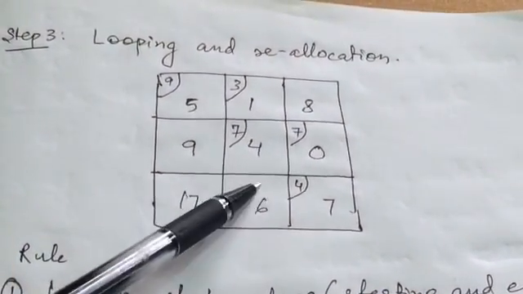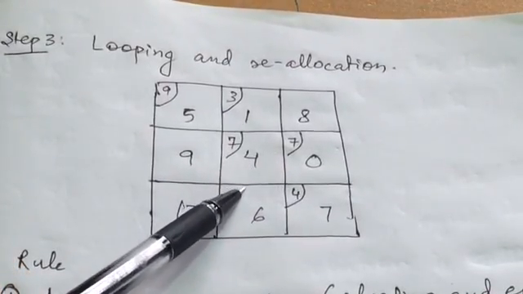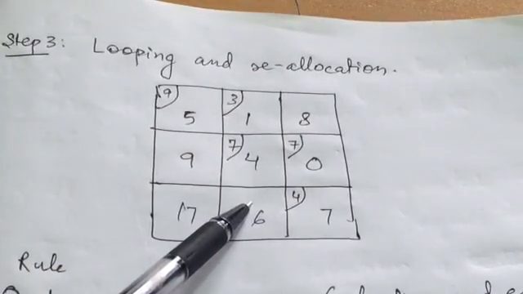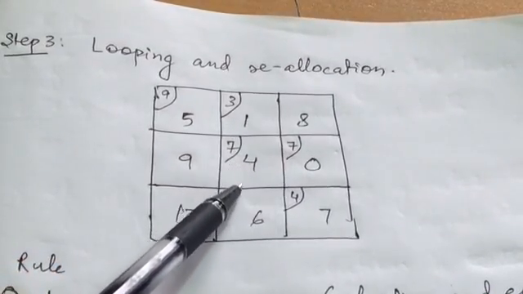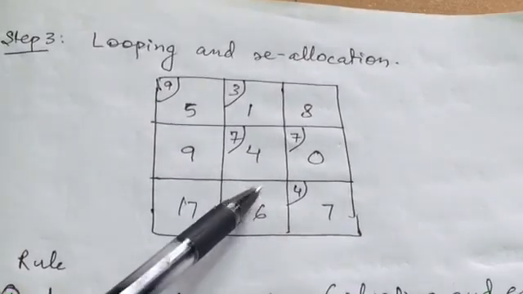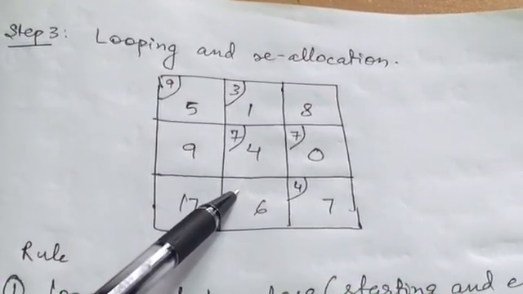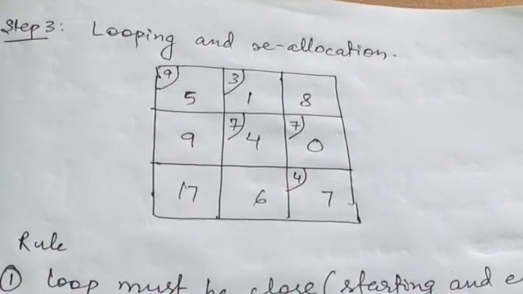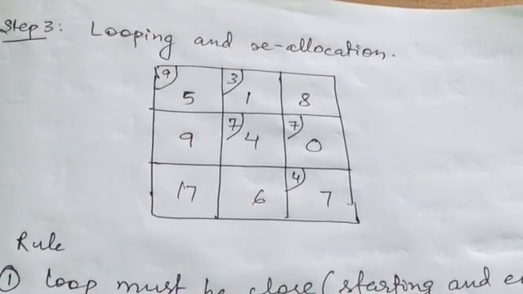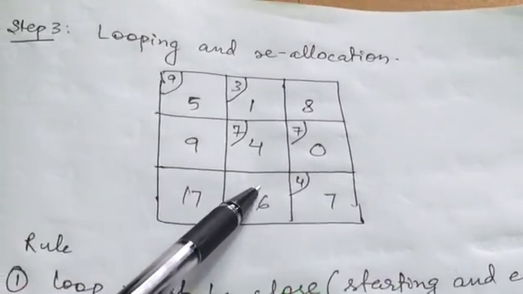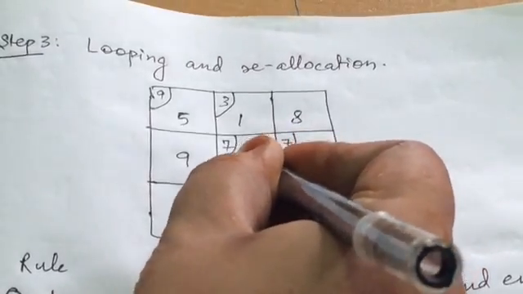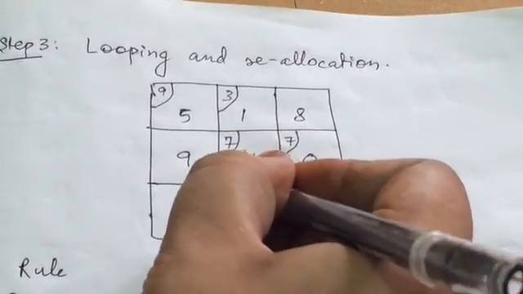Like this one, if we take this loop, starting from this, at all three corners there are allocated values, and we are starting from here and ending here. The rule says that the loop must be closed, the starting and ending point must be an unoccupied cell, and the loop may take any path, but at the three corner points the cells must be allocated, like this one. This cell is allocated. So let's take this loop starting from here and ending here.